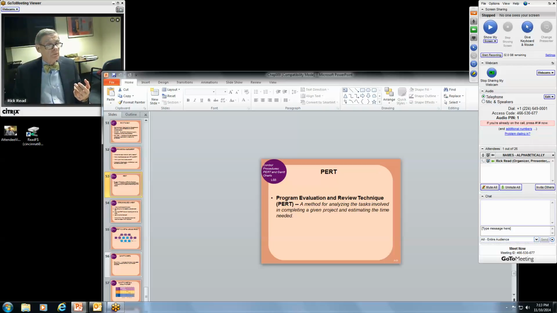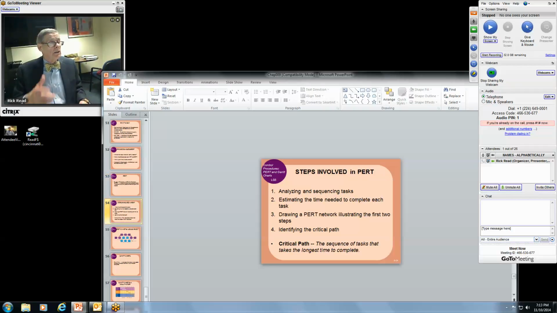And to give you a little bit more information about it, it analyzes the sequences of tasks, gives you some kind of an idea of start time to task completion time, and it also identifies what's known as the critical path. Sometimes you will hear the PERT chart referred to as the critical path method. They're kind of synonymous, a little bit different. Notice it's the sequence of tasks that takes the longest time to complete, so you have an idea of how long it's going to take you to do something.